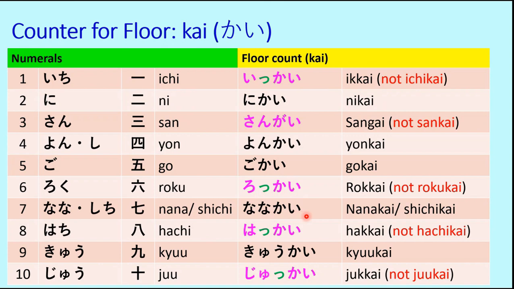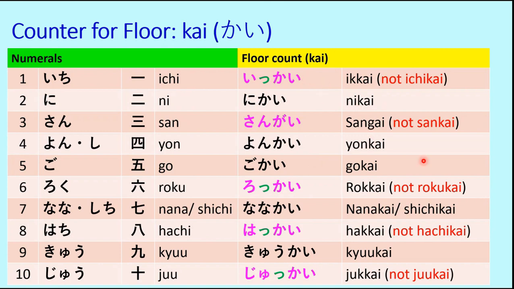We have nanakai or shichikai for seventh floor. Eight always has some exceptions, as we have seen. So it is hakkai, not hachikai. Then we have ninth floor as kyukai and 10th floor as jukkai, and not jukai. It's jukkai.